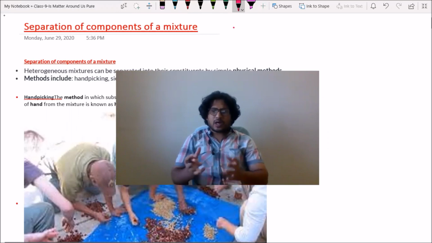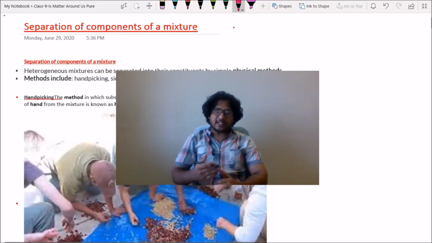When two or more substances are combined together, we get a mixture. How to separate those mixtures? Are there any separation techniques for those? Yes, we have different techniques to separate those mixtures, and in this video we are going to learn about those different techniques to separate mixtures.